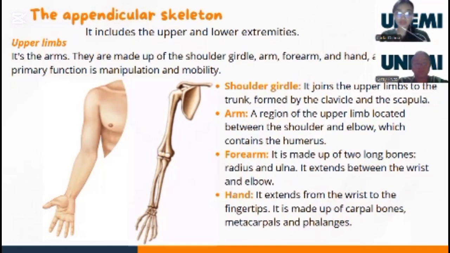Arm. A region of the upper limb located between the shoulder and the elbow, which contains the humerus. A forearm. It is made up of two long bones, radius and ulna. It extends between the wrist and elbow. And the hand. It extends from the wrist to the fingertips. It's made up of carpal bones, metacarpal and phalanges.